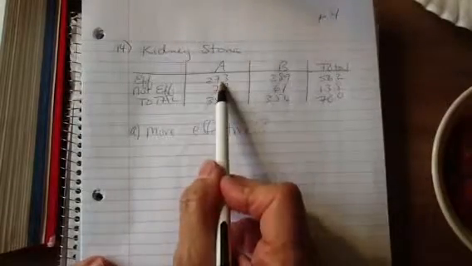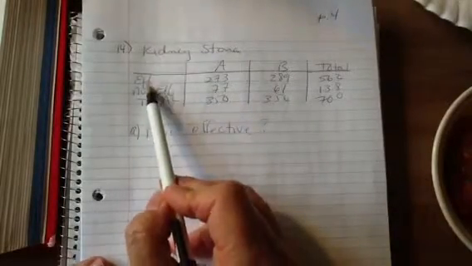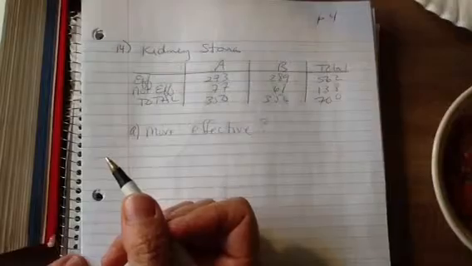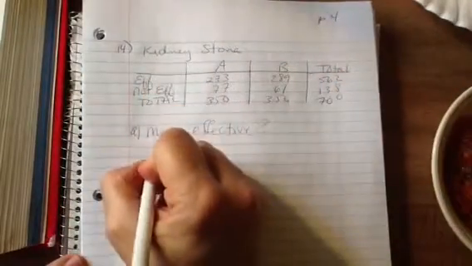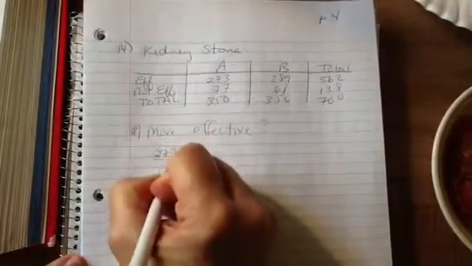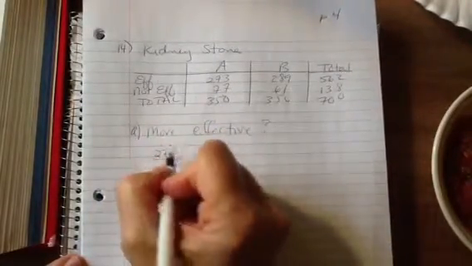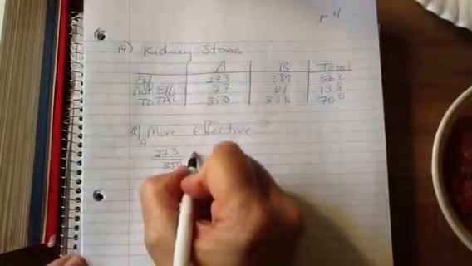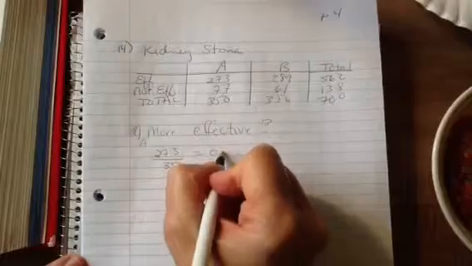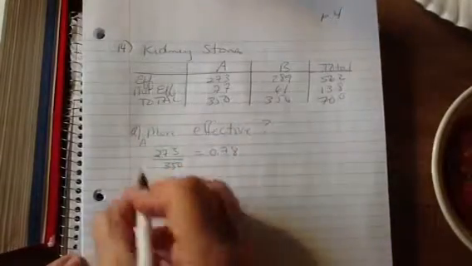So they had 273 people that it was effective, 77 that it was not. And this is a table of values that they gave you. So we want to know which one appears to be more effective. So let's look at just the effective. We're going to take 273 divided by 350, that's treatment A, and we're going to find out that the proportion of those is 0.78. Now let's look at treatment B.